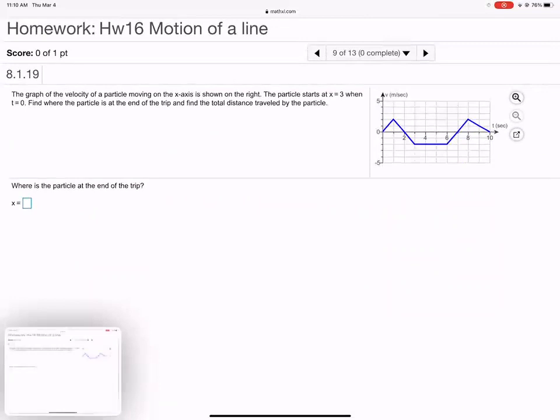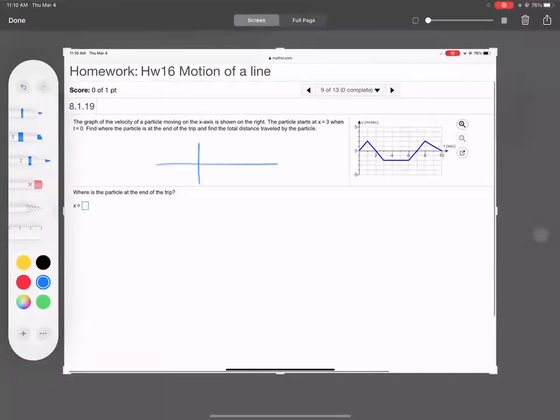Why don't we see that in the graph? They told us we start at 3. So if this was my particle moving from left to right, we're actually starting on 3. But why don't they show it here? Because this is velocity. Velocity has nothing to do with position.